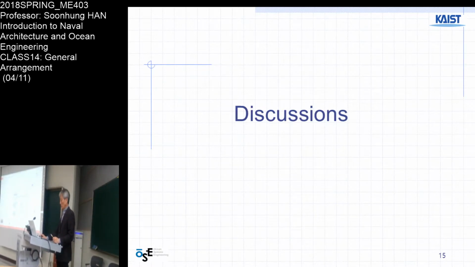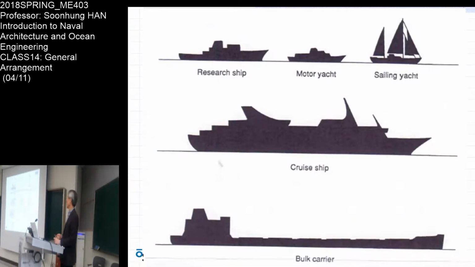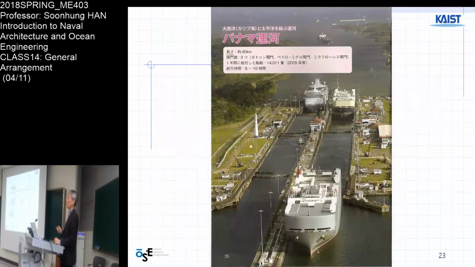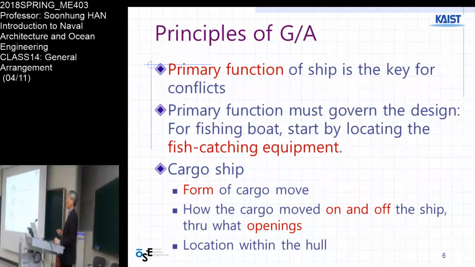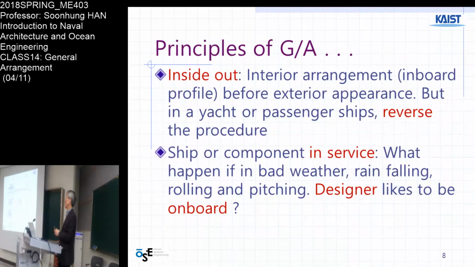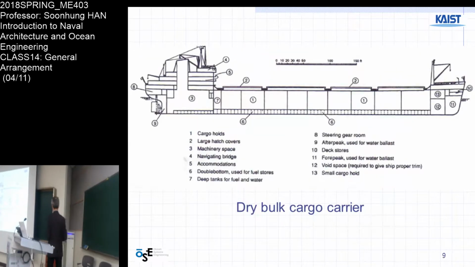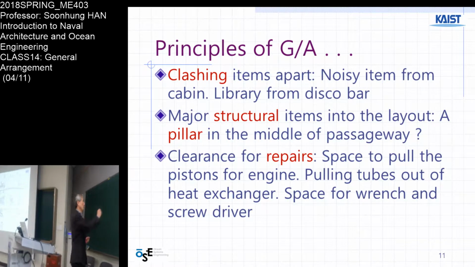Then we start in this chapter on general arrangement. This is a typical drawing for ship design. There are three key drawings for ship designers. One of them is general arrangement.